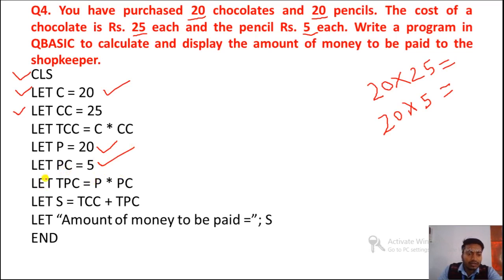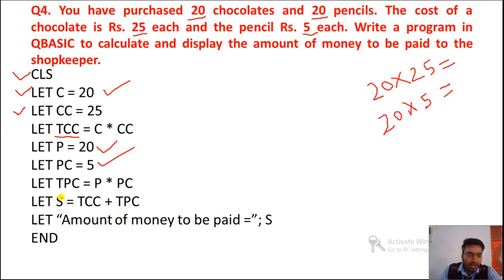Okay. Then here also we will find the total cost for all pencil. So TPC I have given here the variable equal to P asterisk PC. P, that means 20 into 5. Okay. Now we have to find out the total amount which has to be paid to the shopkeeper. So how we will find? We will add total cost for pencil and total cost for chocolate. Okay. So let S equal to TCC. This is total cost for chocolate, plus TPC. This is total cost for pencil.